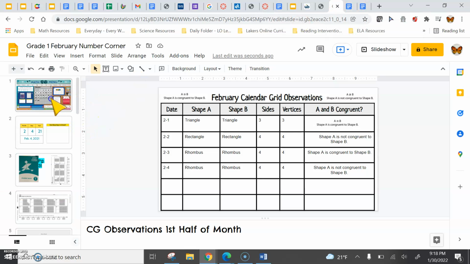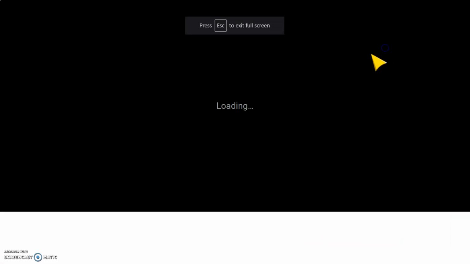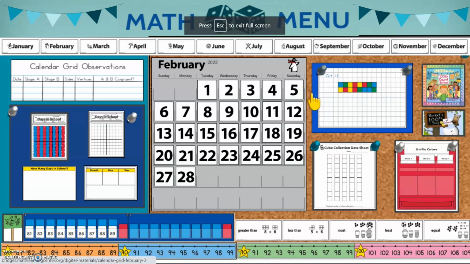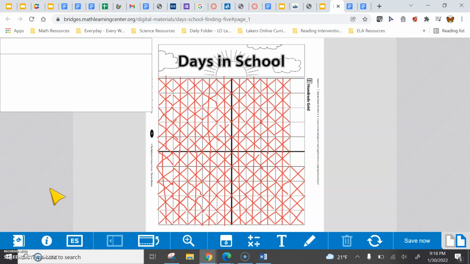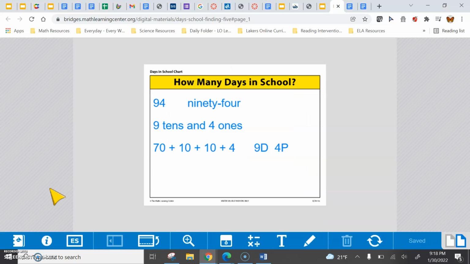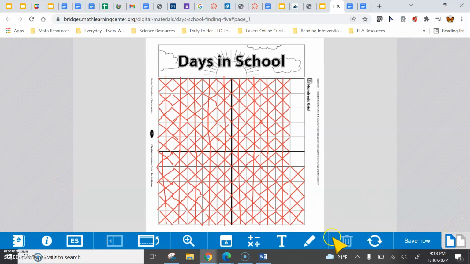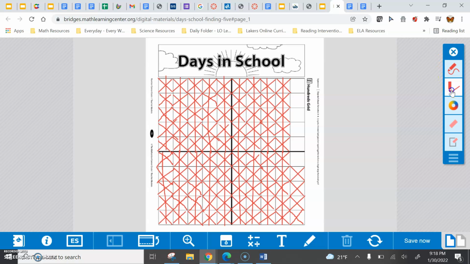As we continue to explore more with our number corner, we are now going to move on to our days in school and add another day. We're getting closer and closer to the 100th day of school. Woohoo! And that will be a magical day in our classroom. So we're going to add on another day.